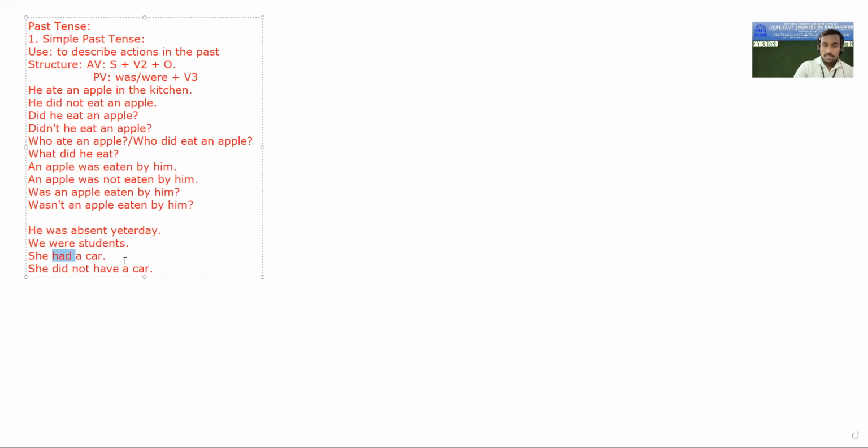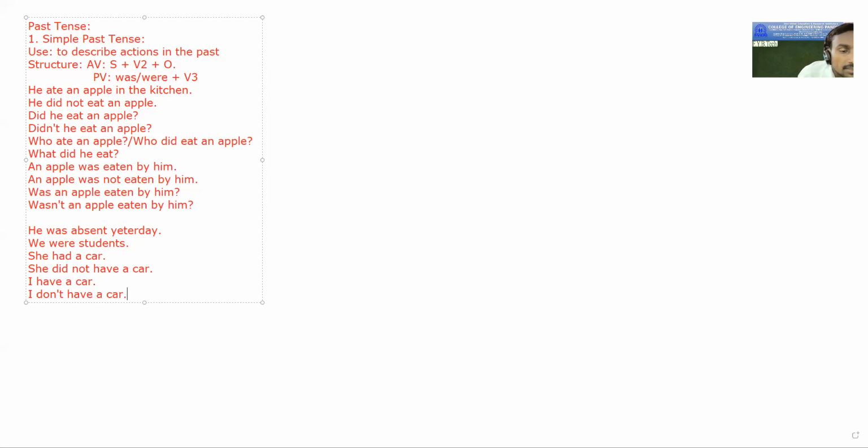For example, in simple present also, if it is like this, I have a car. In this case, if you want to make it negative, I haven't a car, or you can use I don't have a car. Both ways we can say. For example, we use I have no time, or we can also say I don't have time. So both are correct. Like that, here also both are correct.